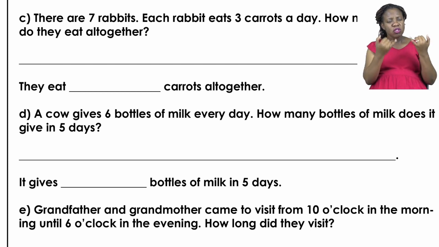Now remember, boys and girls, what is important about a problem-solving sum is to identify the important information so that you can solve the problem. In this case, we are told that there are 7 rabbits. So 7 is our key information. And then we are told that each rabbit eats 3 carrots a day. So 3 is a very important number as well. Now, if we want to say 3 carrots for each rabbit, we need to come up with a sum. Now that sum, let's try and figure it out on the board.